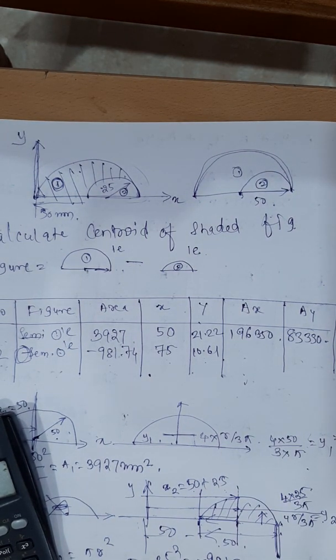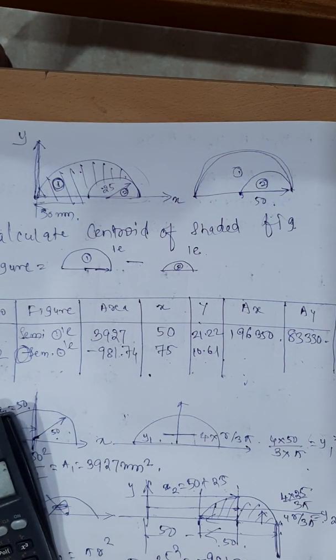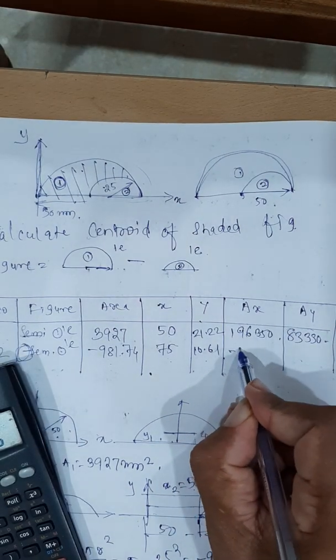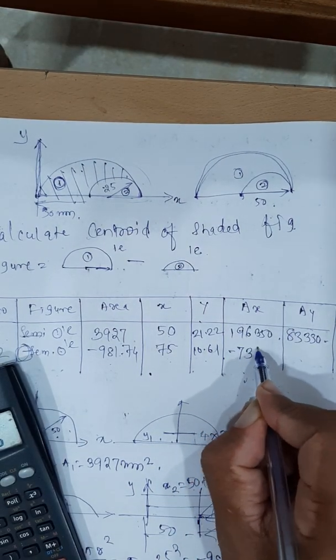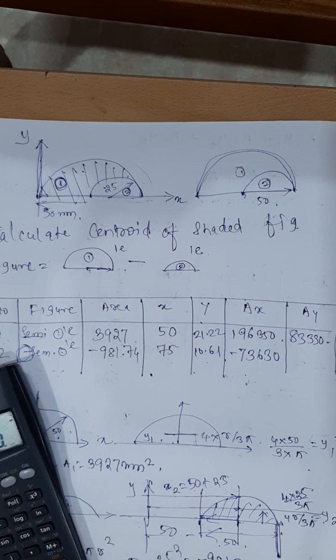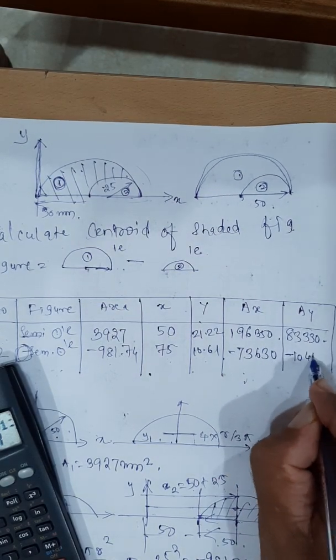Now you go for A2 x2. A2 is negative, that is why 981.74 into x2, which is 75, is equal to minus 73630. And A2 y2: 981.74 into 10.61 is equal to minus 10416.